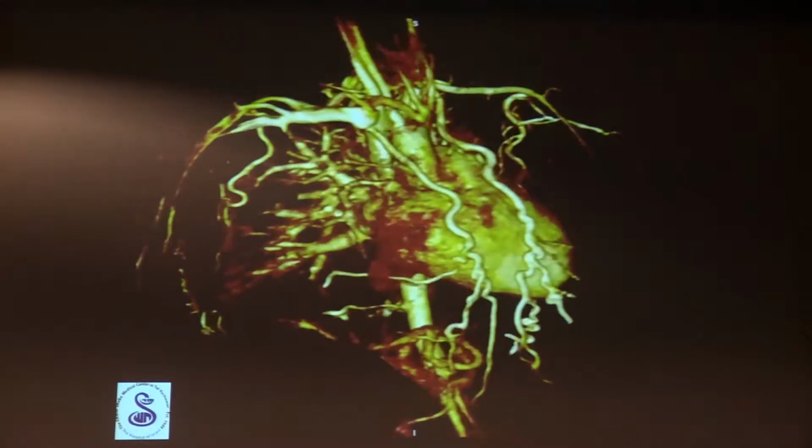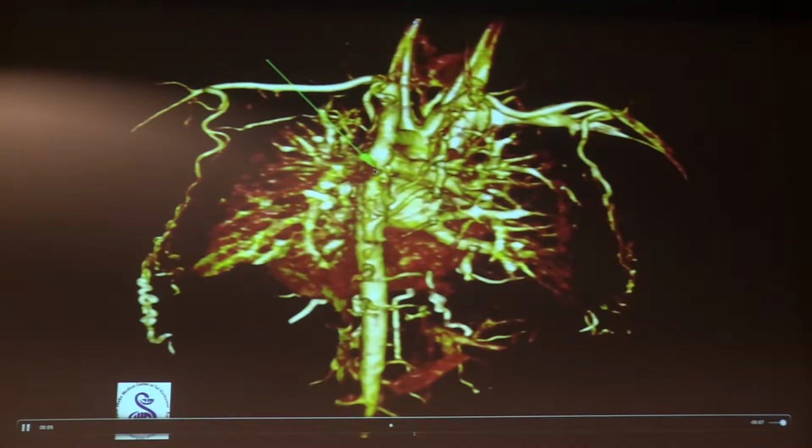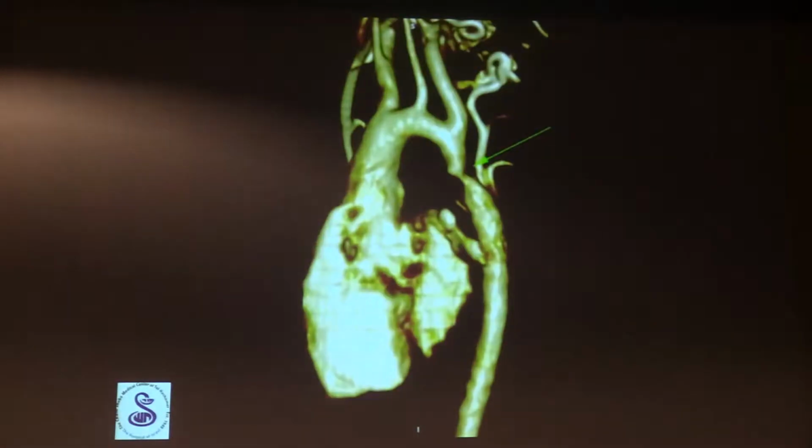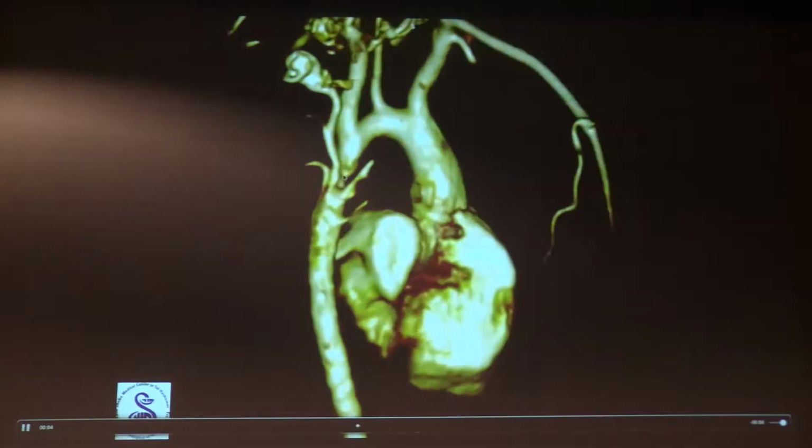This is an example of aortic coarctation. You can see the collaterals, and here you can see the coarctation. Another example of coarctation, where you can see the coarctation quite well here.